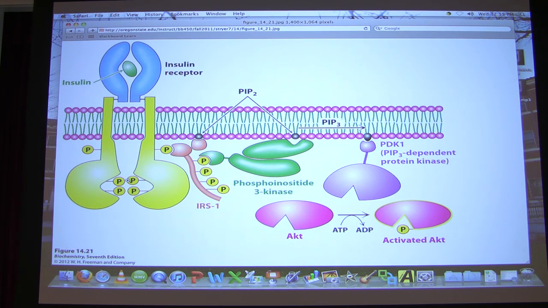Nope. Is there any amplification that happens during this process, or does it all need to be together? A very good question. Is there any amplification that occurs in this process? The main amplification actually occurs right here, where this guy can phosphorylate a lot of PIP2s, but you don't see that same sort of cascading amplification that we've talked about before. It's a very, very good question.